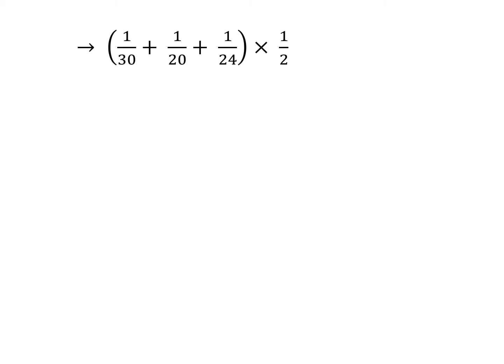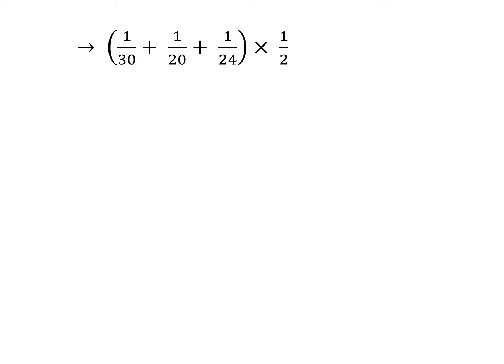Now here, when you add this type of fractions, we have to find the least common multiple of the denominators. But here, without finding the LCM of the denominators, we can write the common denominator as the product of these three denominators. It is like this.